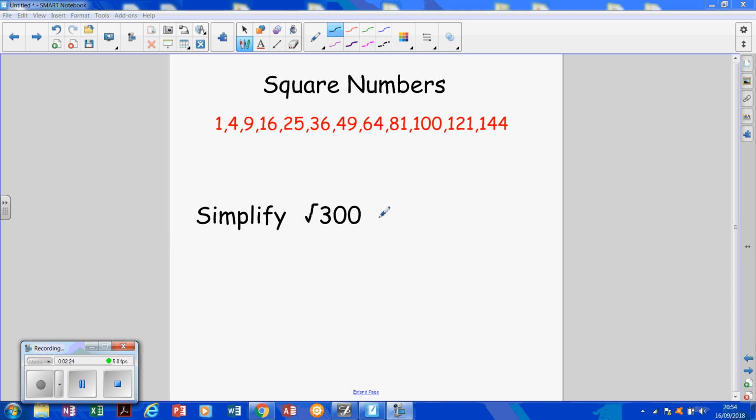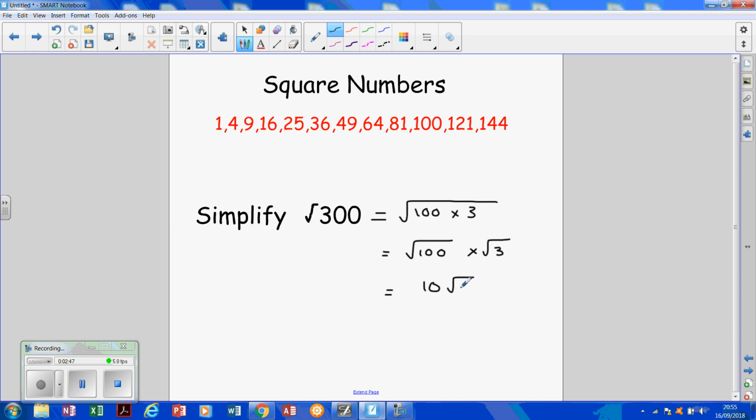Next one, the square root of 300. So if I look at all my square numbers, the biggest square number that divides into it is 100. So that becomes the square root of 100 multiplied by 3. Break your root sign, so root 100 multiplied by the square root of 3. But we know the square root of 100 because it is a square number and it is 10. So when we've simplified all of that, it's 10 root 3.